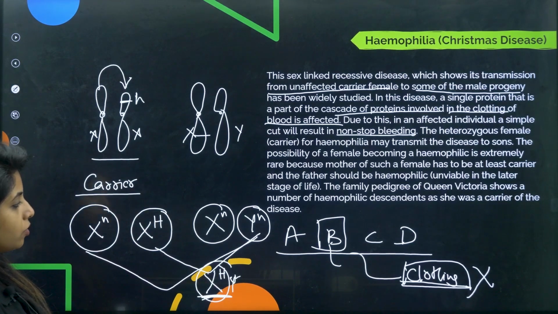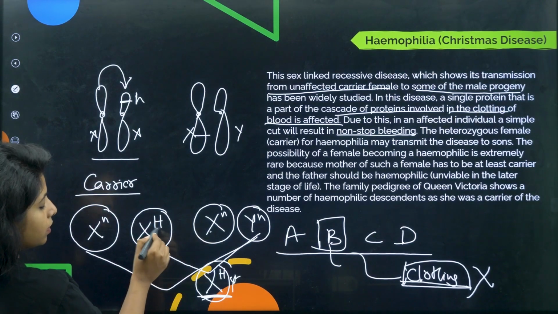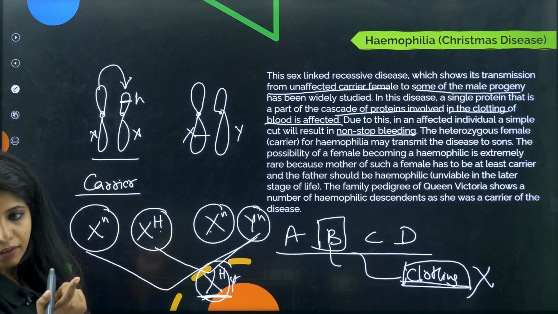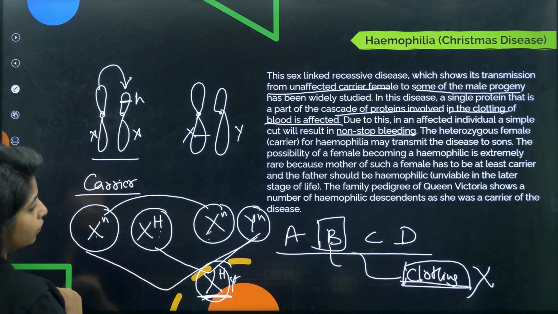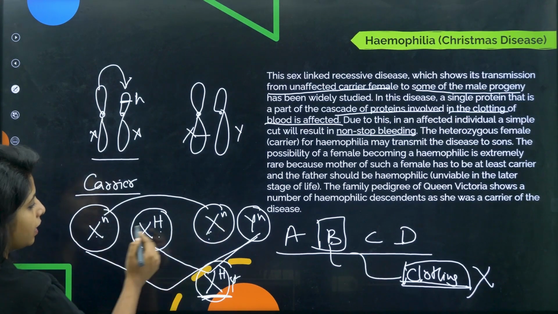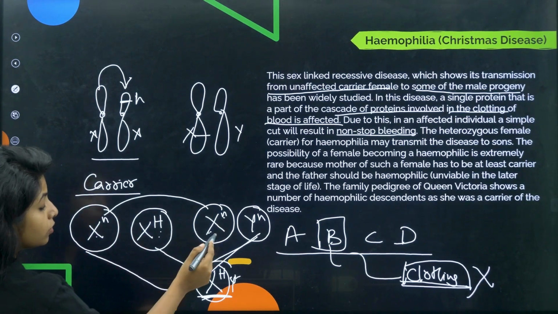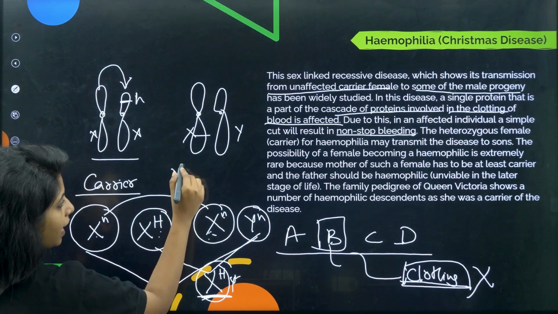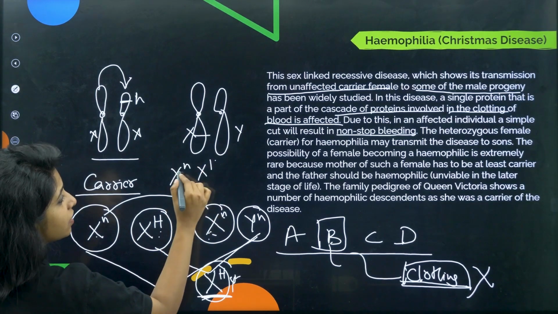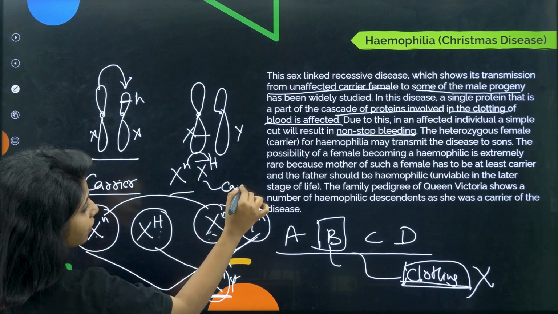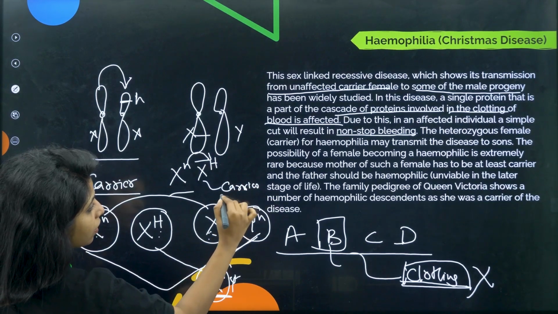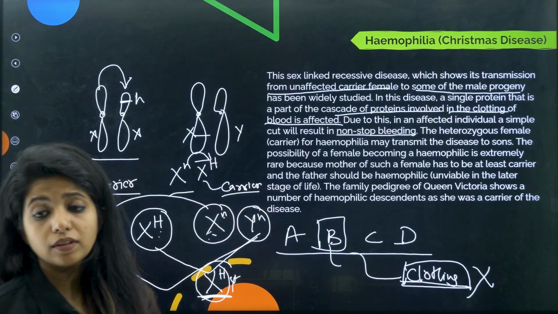What about the daughter, children? Again, you just have one way to produce a daughter. You fuse this with this, or you fuse this with this. If you fuse both of these, it will be a normal daughter, XN, XN. But if you fuse this with this, you get XN and XH. Again, there's a normal one to dominate over this, and this particular female will be just a carrier, and will not show the effect of this particular disease.